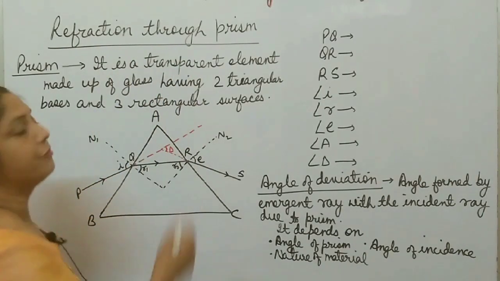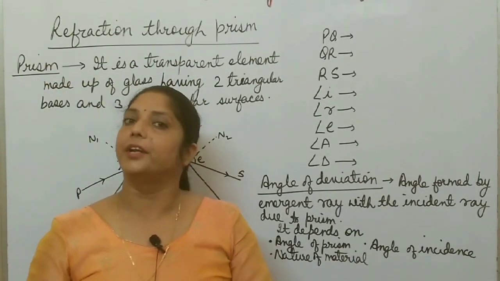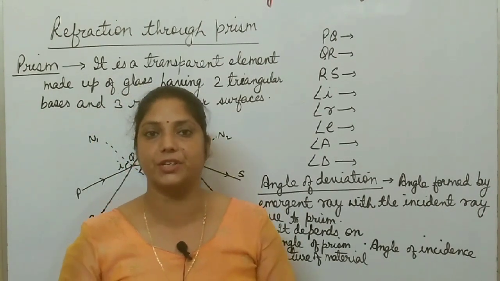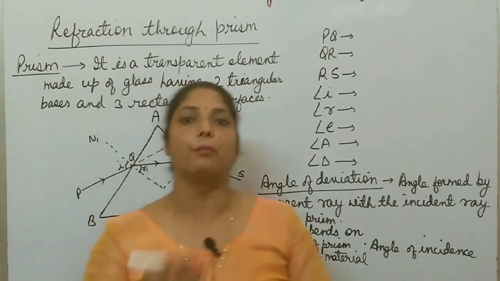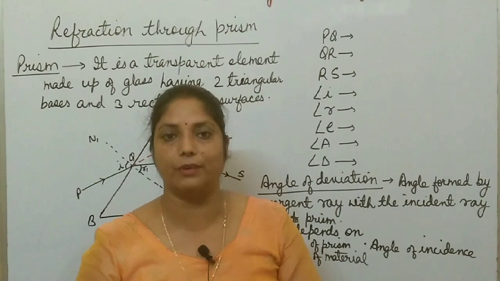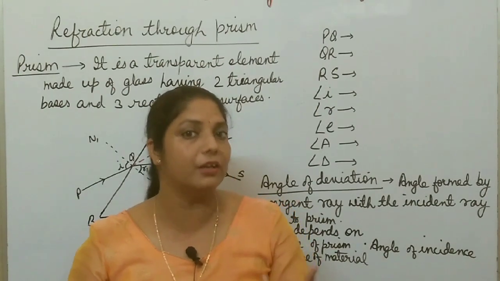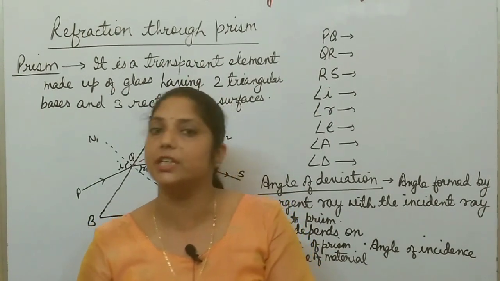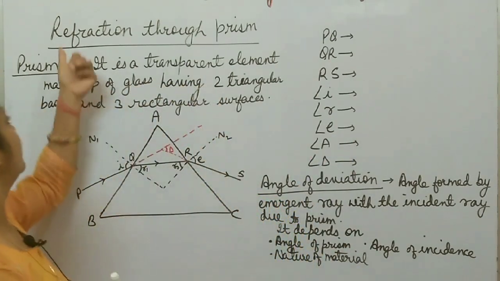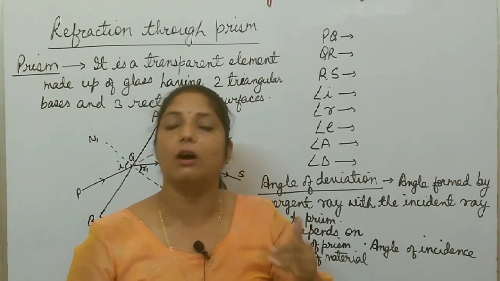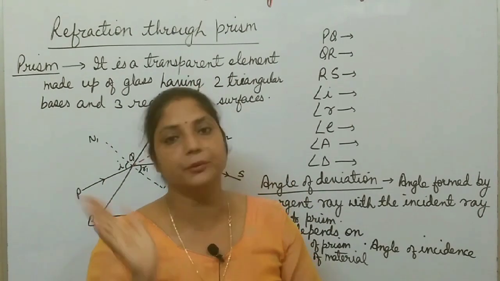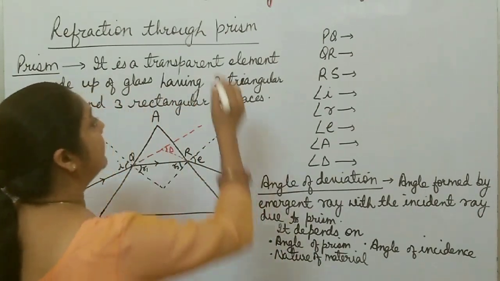First topic is refraction through prism. You already know about refraction. We already discussed in chapter light. What is refraction? When light ray travels from one medium to another medium, there is a change in path of light. And why this change or bending of light takes place? Due to change in speed of light from one medium to another medium. So what is refraction? The phenomenon of bending of light when light ray travels from one medium to another medium, right?